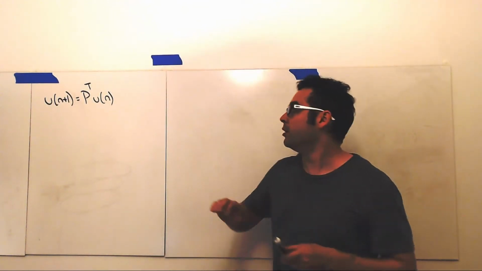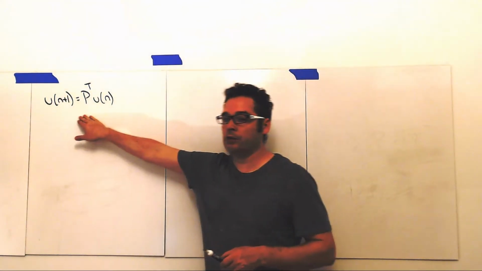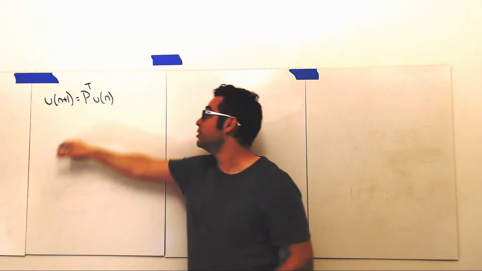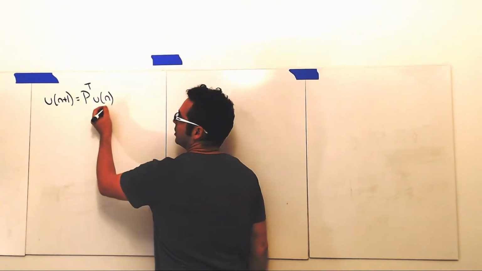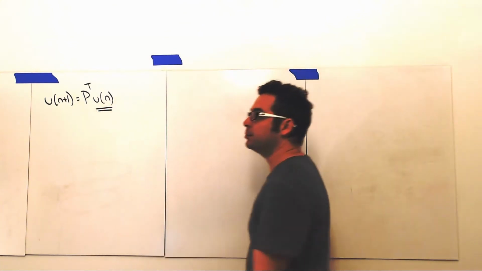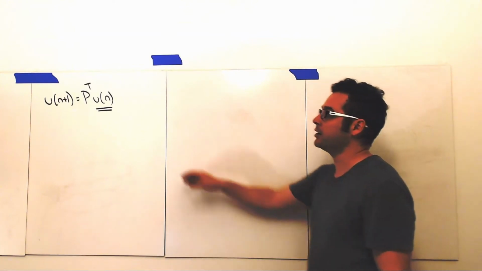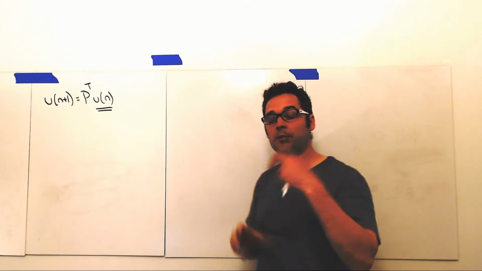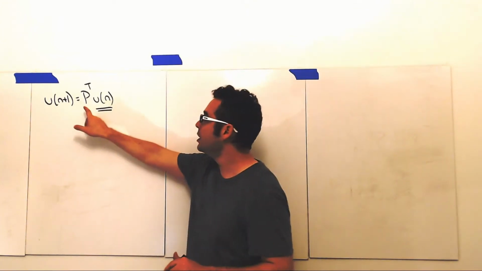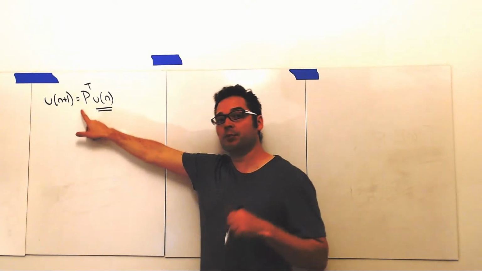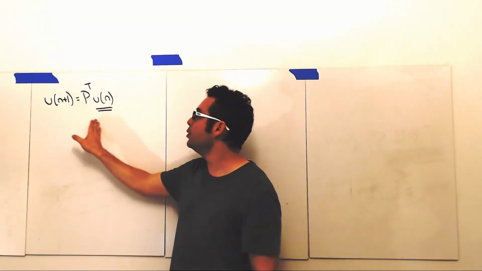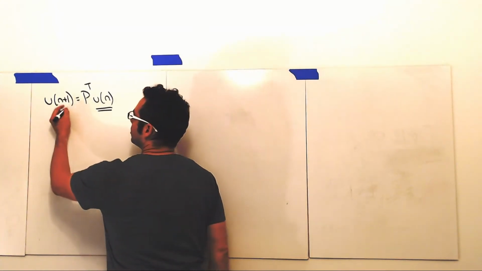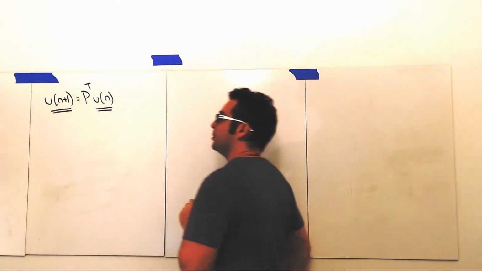In the last video, we introduced the following state transition equation. It told us if we have a distribution of where we think we are at time step n, where u of n is a probability distribution over our states, then if we multiply it times our probability transition matrix, we can see how that probability flows into the next step.